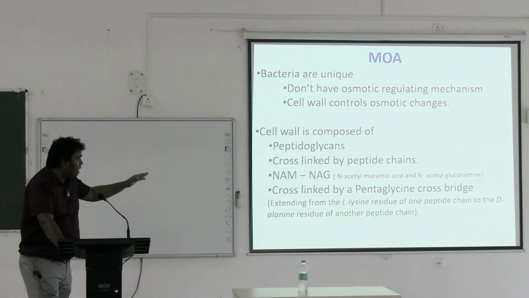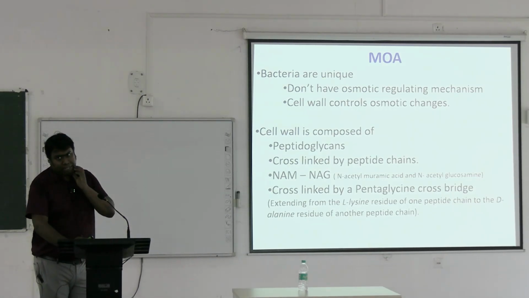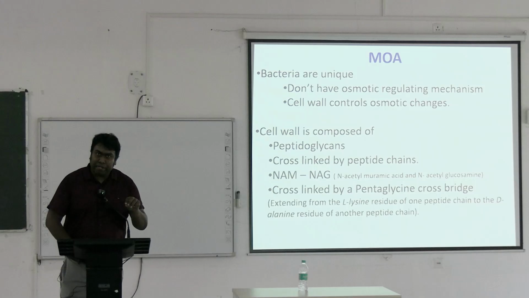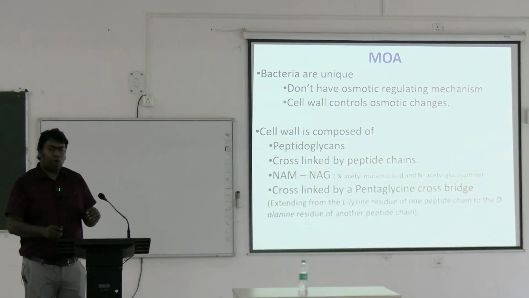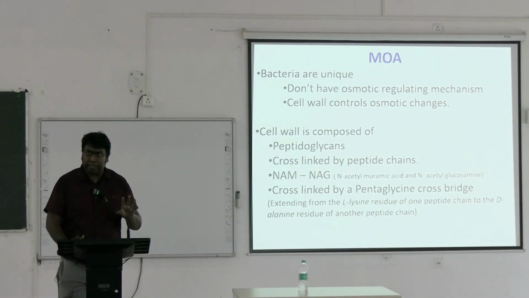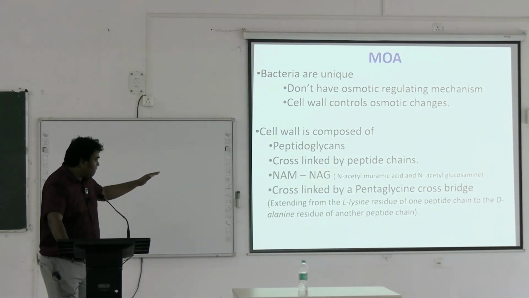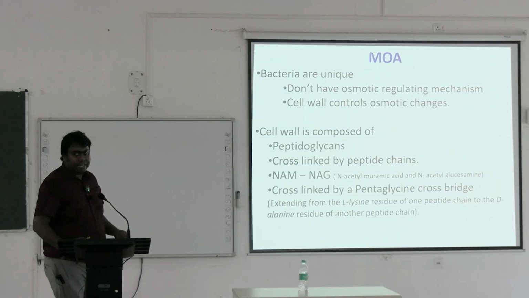N-acetyl-muramic acid, N-acetyl-glucosamine, they bind by cross-linking through the L-lysine and D-alanine residue of the peptidoglycan. So the main mechanism of any beta lactam, specifically penicillin, starts with the fact that the osmotic regulation of bacteria is primarily and only controlled by the cell wall, not the cell membrane. They don't have any other osmotic regulatory mechanism. Now the cell wall is composed of peptidoglycans, cross-linked peptide, NAM, NAG, and they are also cross-linked by L-lysine binding with D-alanine residue.